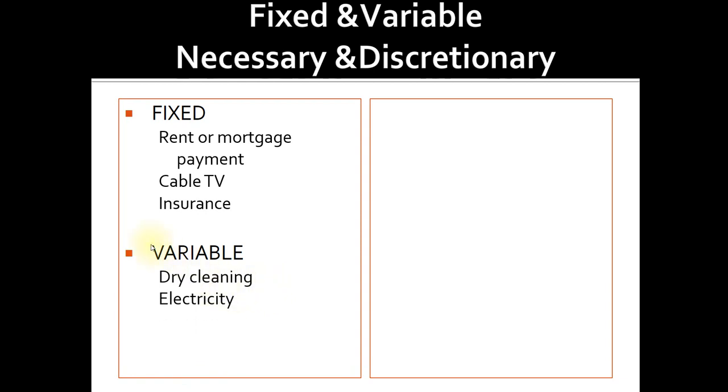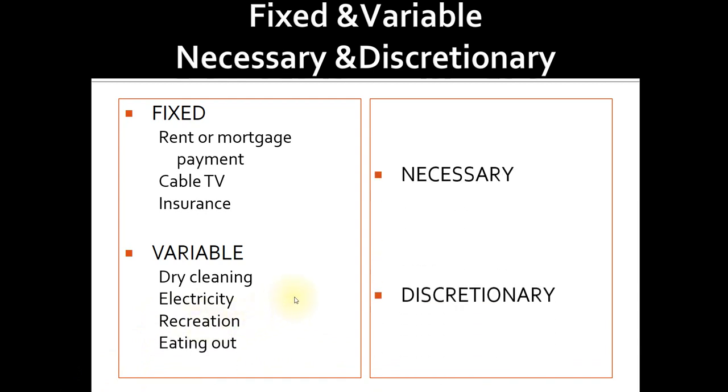Electricity is also considered variable. So electricity varies from month to month. Here in Texas, in July and August, electricity is very expensive compared to February and March because of the AC. So every month this is changing, right? So variable, it changes. And recreation expenses. So during the summer again, there is a lot more free time, so more money is typically spent on recreation. Eating out is also another variable expense.